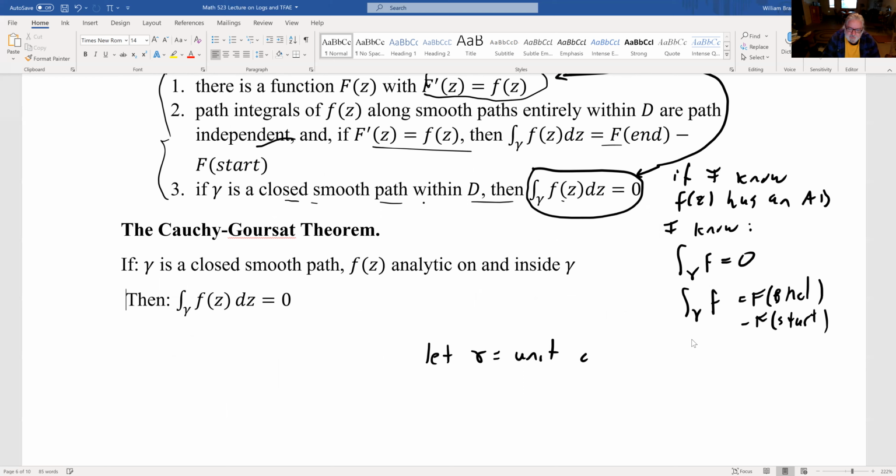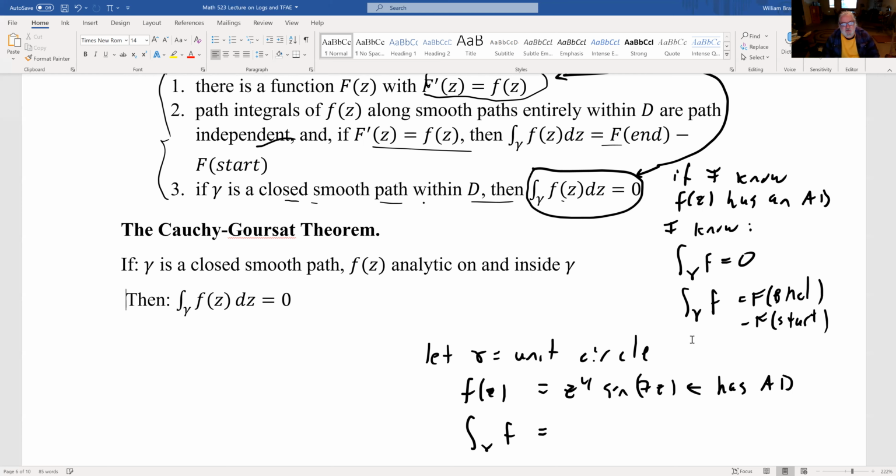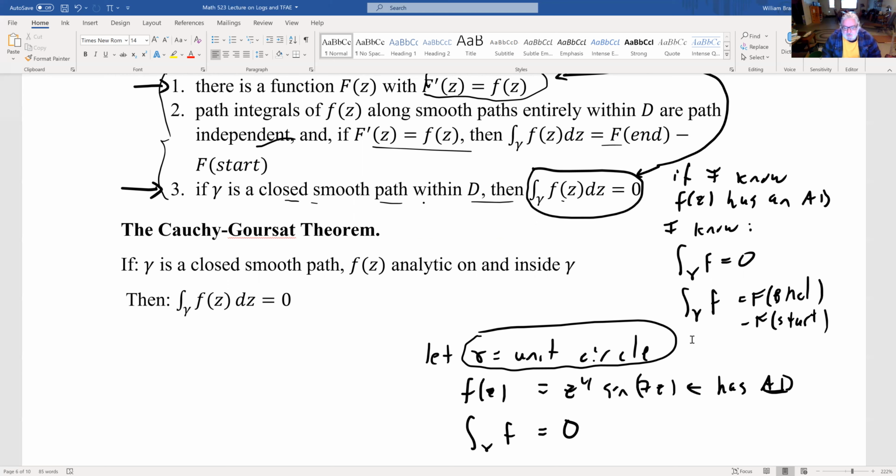As an example, let gamma equal the unit circle, and f of z equals z to the 4th sine 7z. What's the integral around gamma of f? Well, this has an antiderivative, and you know it has an antiderivative because you've taken calculus 2 and you can grind through that. It's an integration by parts 4 times, something like that. But this is a closed path. We know that it's got an antiderivative. If it's got an antiderivative, then the integral around a closed smooth path is 0. So that's 0. It allows you to integrate things pretty quickly.